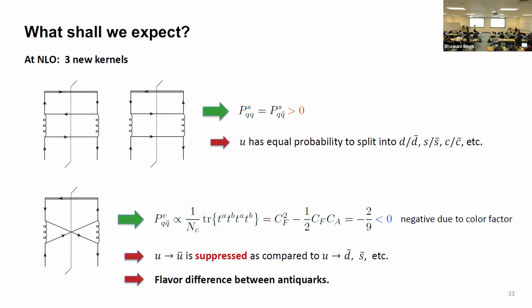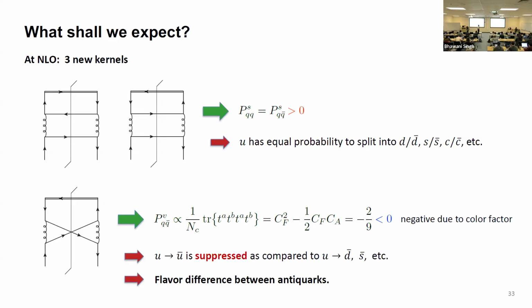And if you look at this diagram, trivially, we can look at the color factor. This color factor can be easily worked out, and you see that it's negative. So you have a negative color factor, but without the color factor, this diagram is positive. So we are getting a negative splitting of Q to Q bar just from the non-abelian feature.